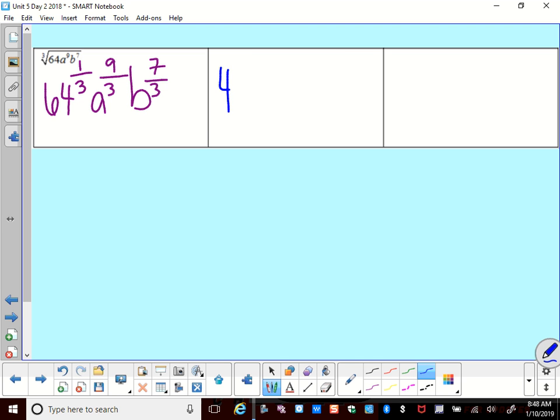Alright, a to the power of 9 over 3. What's 9 over 3 reduced? Yep, so a cubed. And then b, the 7 over 3, does it reduce evenly? No, so we just leave that.